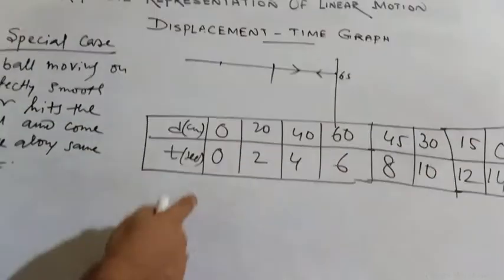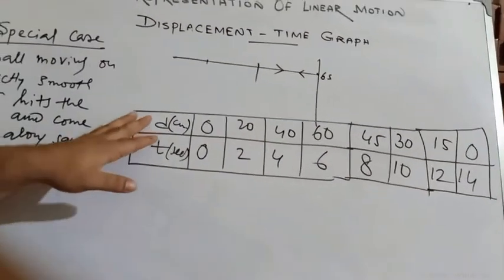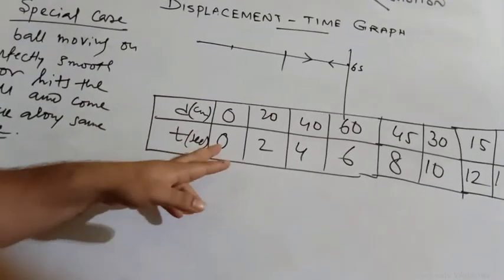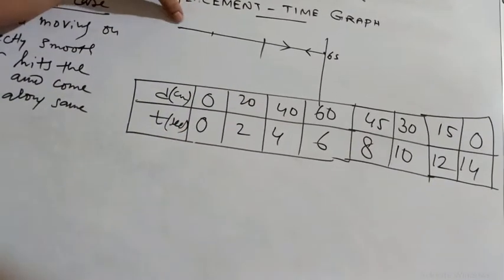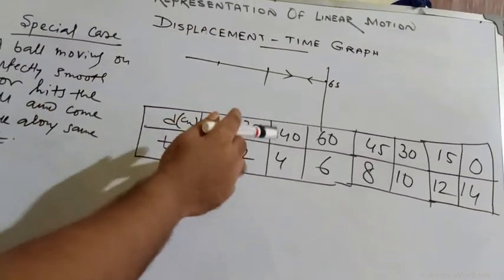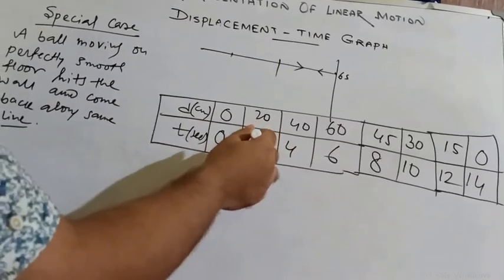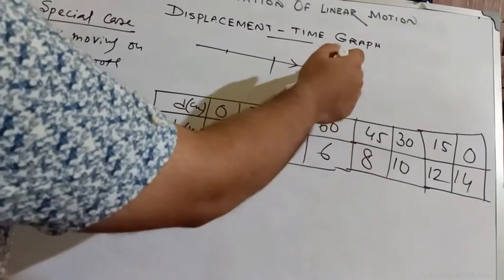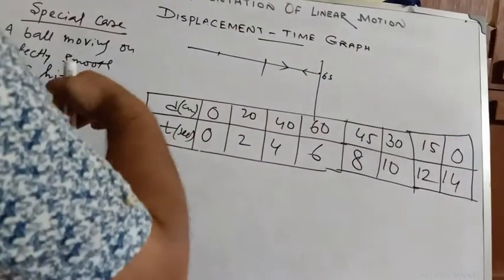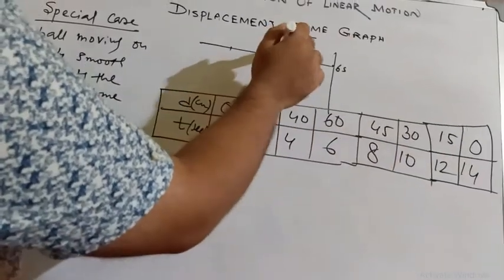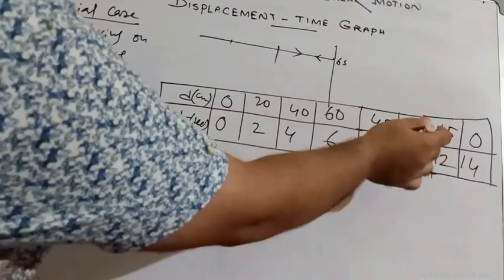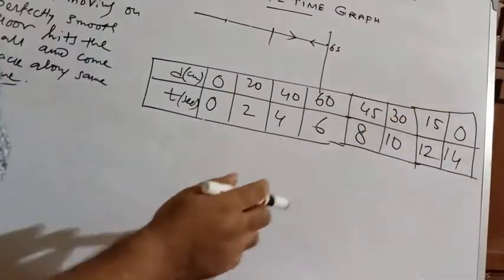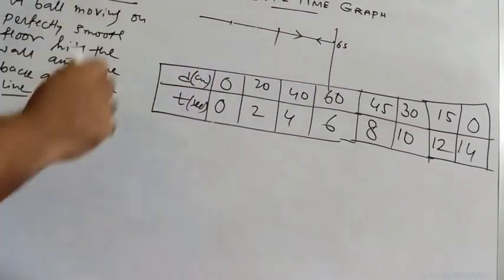Here one table is given for you. Okay, and the table is for the displacement time graph. When the time is 0 second, the body was at its initial position, and then it starts moving. At 2 second, it covers 20 centimeter, at 4 second it covers 40 centimeter, and at 6 second it covers 60 centimeter. And then again it comes back. At 8 second, it comes back to 45 centimeter, at 10 second 30 centimeter, at 12 second 15 centimeter, and at 14 second it covers 0, means it comes back to its initial position.